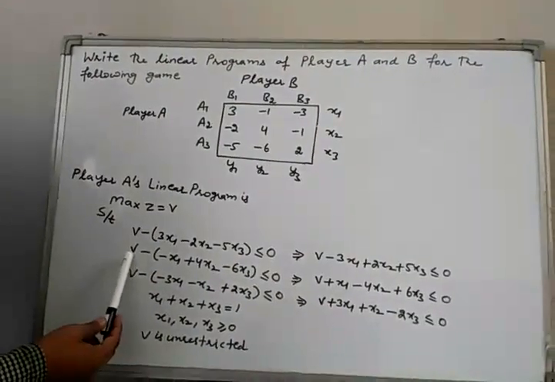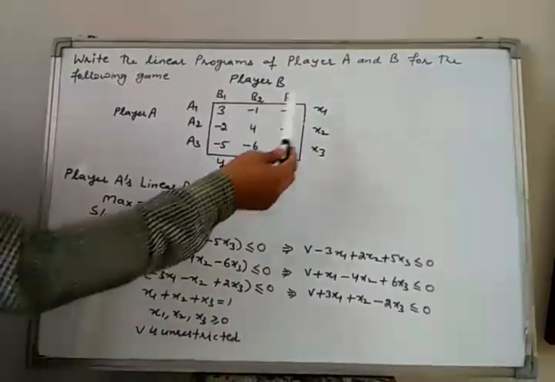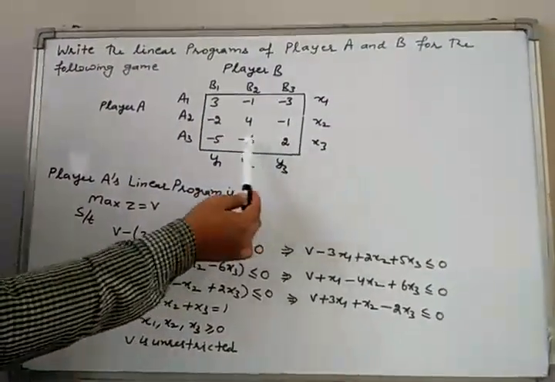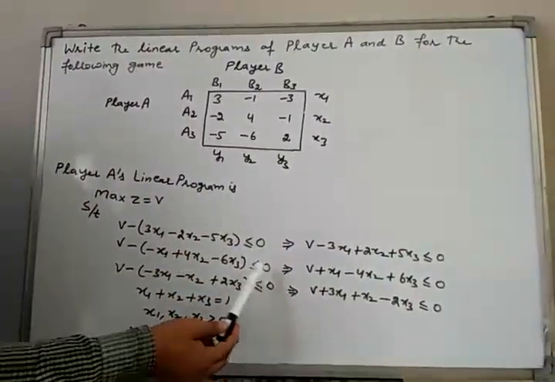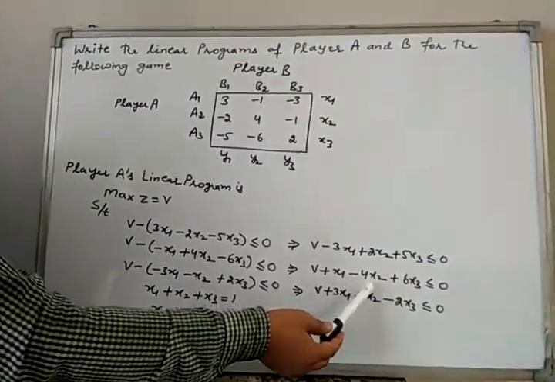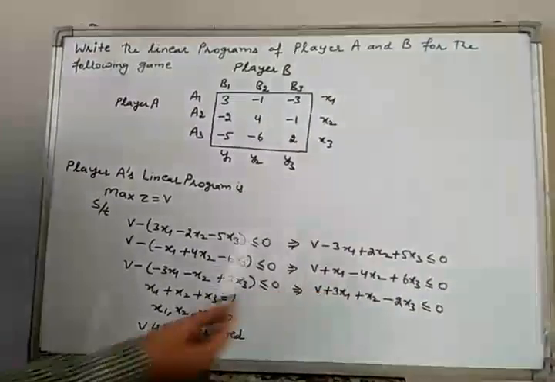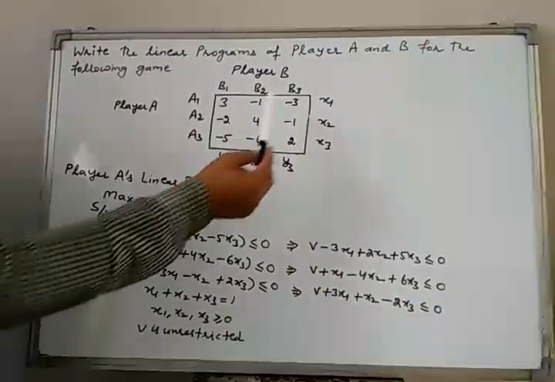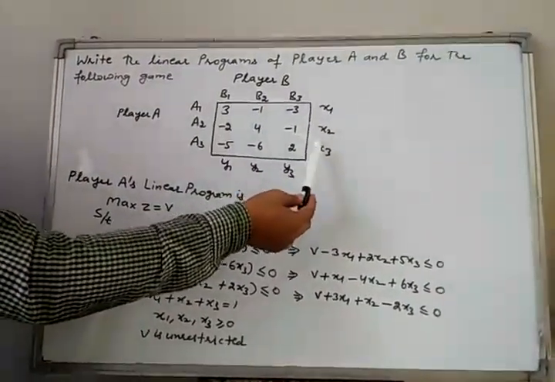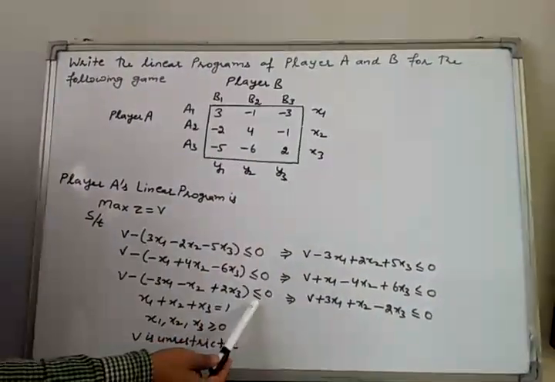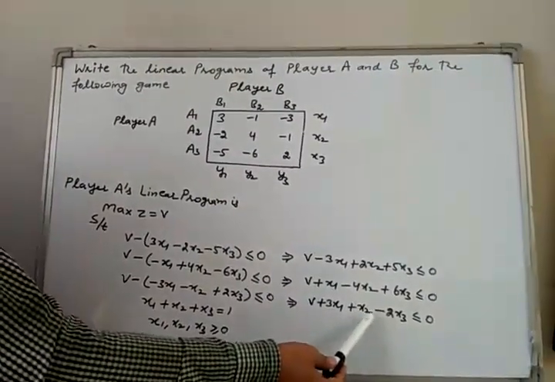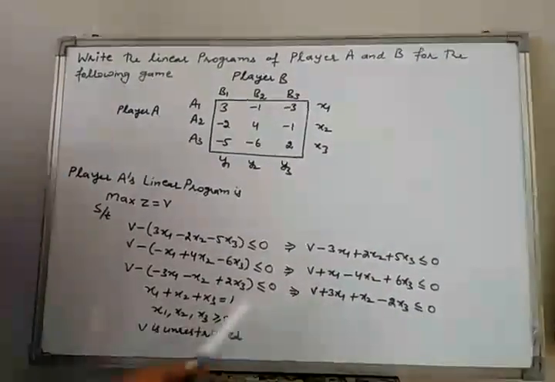The second constraint is v minus x1 plus 4x2 minus 6x3 less than or equal to 0. On solving this, we get v plus x1 minus 4x2 plus 6x3 less than or equal to 0. The third constraint is v minus 3x1 minus x2 plus 2x3 less than or equal to 0. On solving this, we get v plus 3x1 plus x2 minus 2x3 less than or equal to 0.